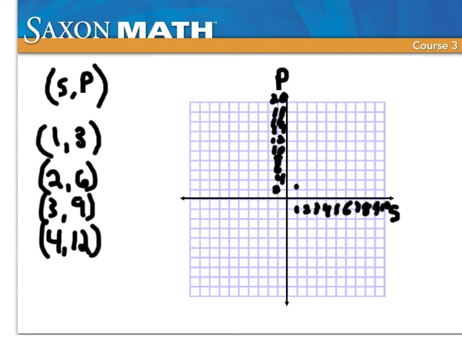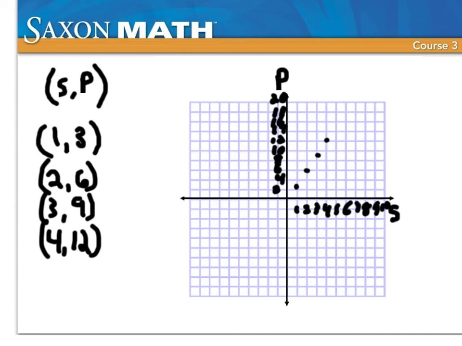Then the next point is 2, 6. So I'm going to go over to 2 on my S-axis and count up to 6 on the P-axis. So again, it's 2, 4, 6, so it's going to fall right there. I'm going to put a dot right on those cross lines there. My next one is 3, 9, so that's over 3 on this axis, and up 9. Again, 9 is going to fall in between the 10 and 8 lines. So it's going to go about right there. And then we're going to go to 4 and 12, which will go about right there.